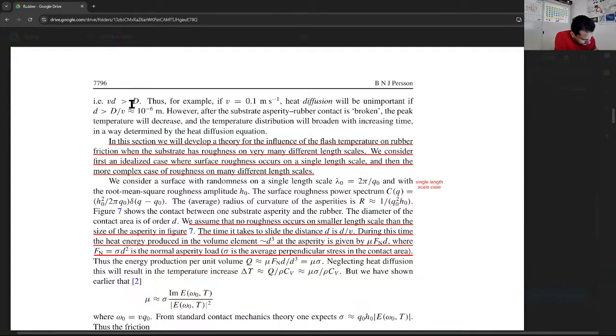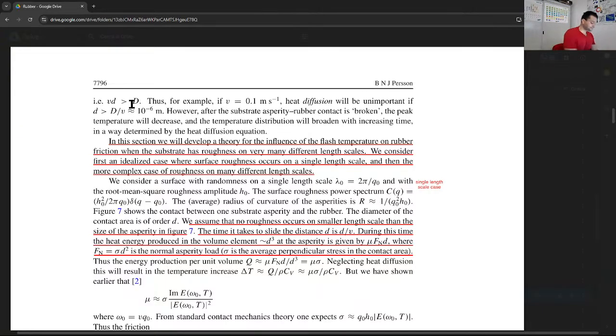Amplitude. The other is h0 prime. I think it's h0 prime, which is the curvature of the asperity, the roughness asperity, and the other is the power spectral density.